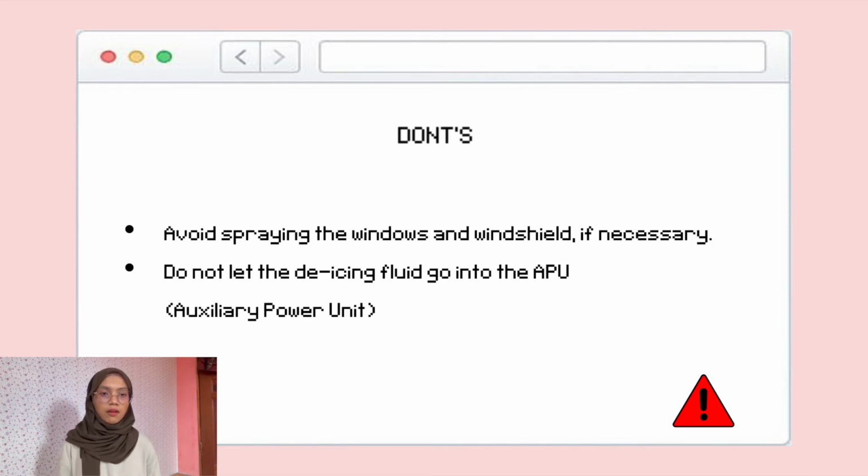And the second thing you have to avoid is you have to make sure the fluid doesn't go into the APU, which is the auxiliary power unit. It is a unit that allows the airplane to operate autonomously without reliance on support equipment such as ground power unit and also the external air conditioning. So when the de-icing fluid does flow into the APU, it can cause the APU speed to be out of control, and when this happens, it can cause serious injuries to the personnel and also to the equipment.